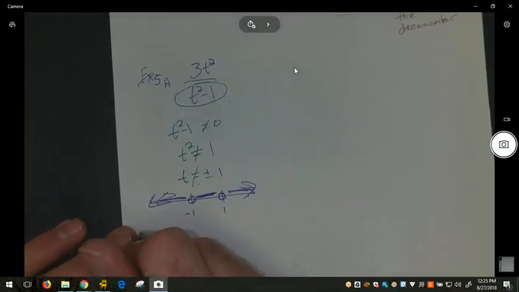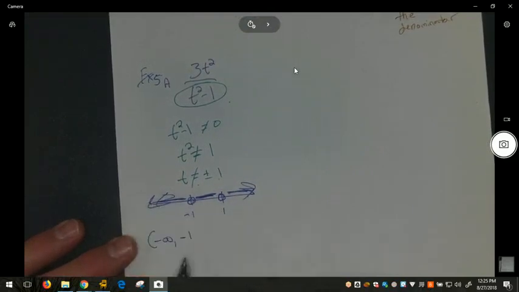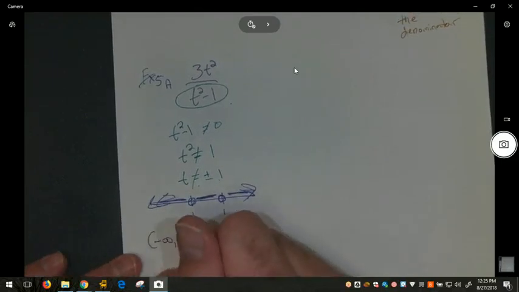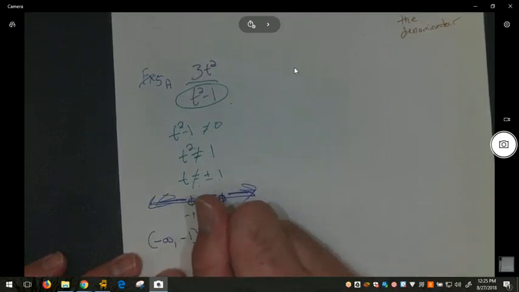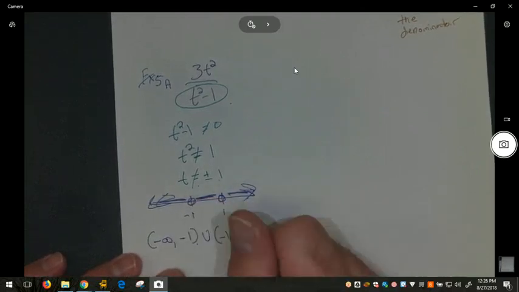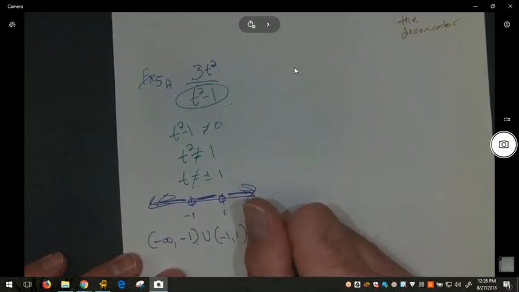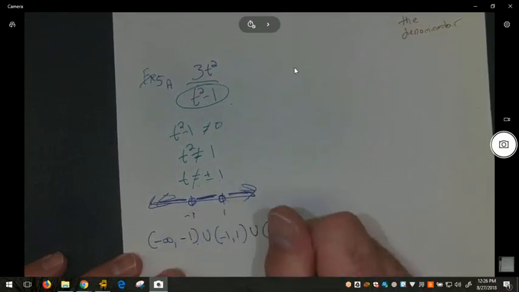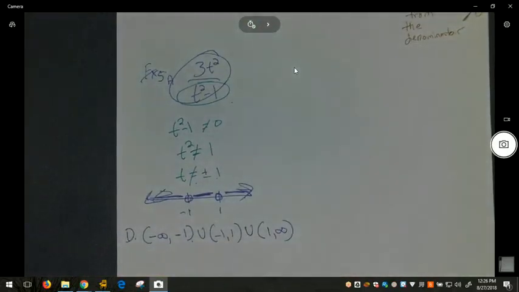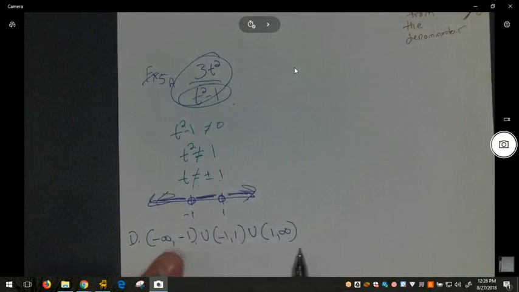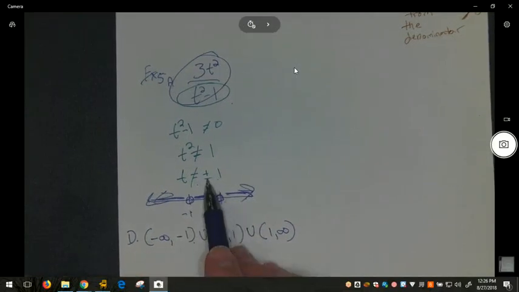So now for our interval notation, we can go from negative infinity all the way up to, but not including, negative 1. That's why we use the parenthesis. We can go through any numbers between -1 and 1, but not include either of those values. And we can go from 1 to the right infinitely through all numbers. So this is the domain for this expression right here. It's basically all real numbers except for plus or minus 1, and there it is in interval notation.